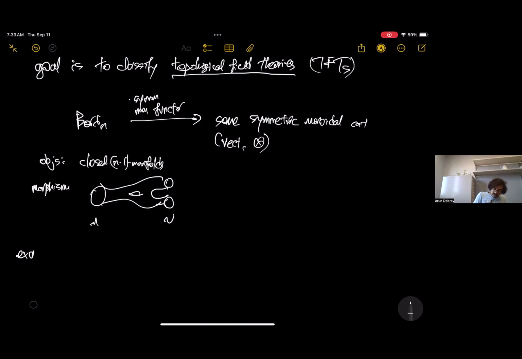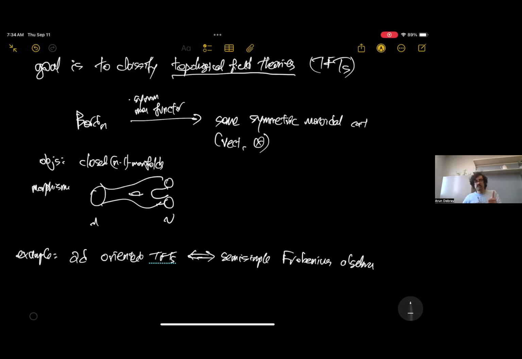So an example is that 2D oriented TFTs, so your manifolds and Bordisms are oriented, are equivalent to the data of a semi-simple Frobenius algebra. So this is an algebra, and it also has a trace map, and there's some compatibility conditions or data. So that's not the kind of theorem that I'm interested in right now. I'm interested in, so the idea is, what are all these semi-simple Frobenius algebras?